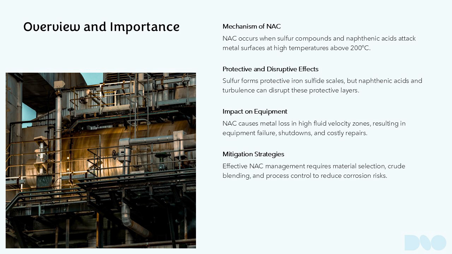The consequences include equipment failure, unplanned shutdowns, and costly repairs, making it essential for refineries to understand and manage this corrosion mechanism effectively. The interplay between sulfur and naphthenic acids, combined with operational variables like temperature and shear stress, requires a comprehensive approach to material selection, crude blending, and process control to mitigate risks.